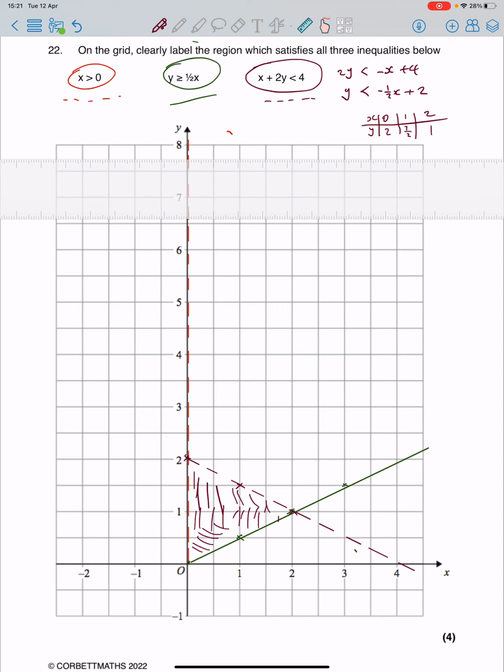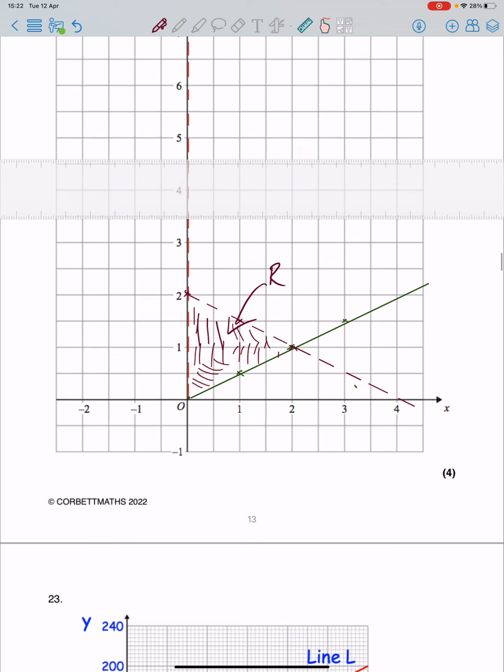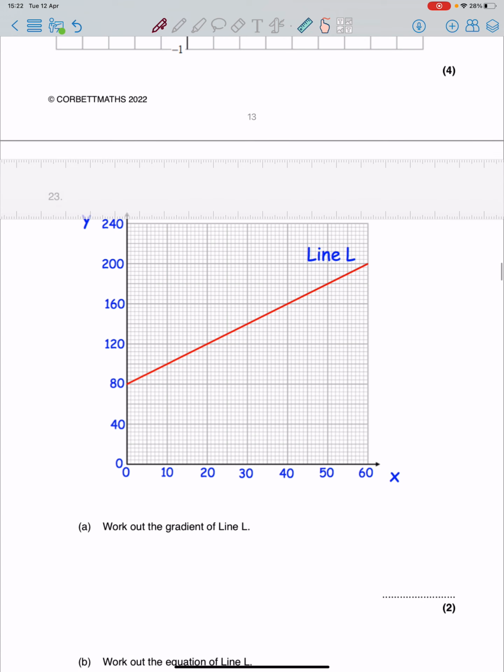Sometimes they might say label it with R, so I'm just going to use an arrow to say that is the region R. And there we go. Let's move on to the next question. Oh, this ruler needs to be removed, doesn't it?